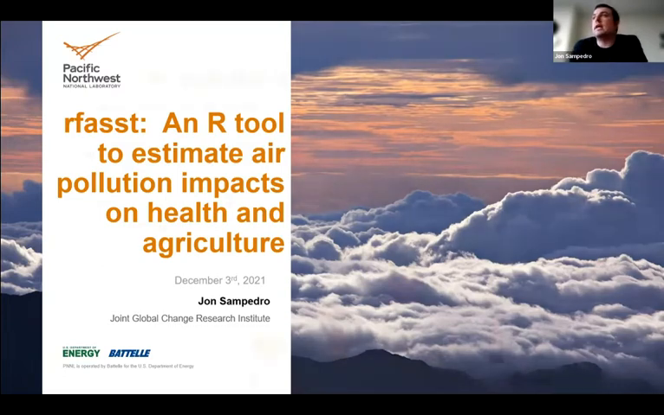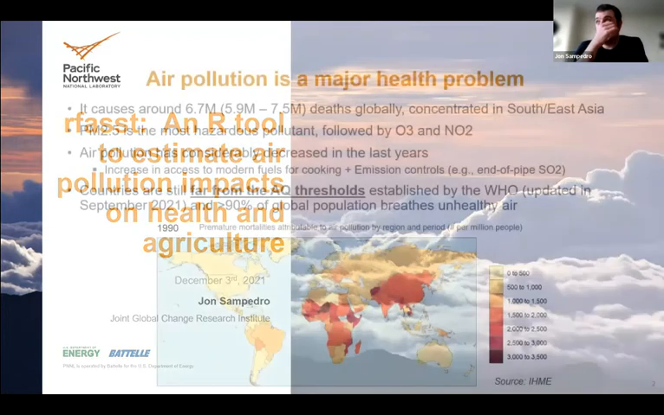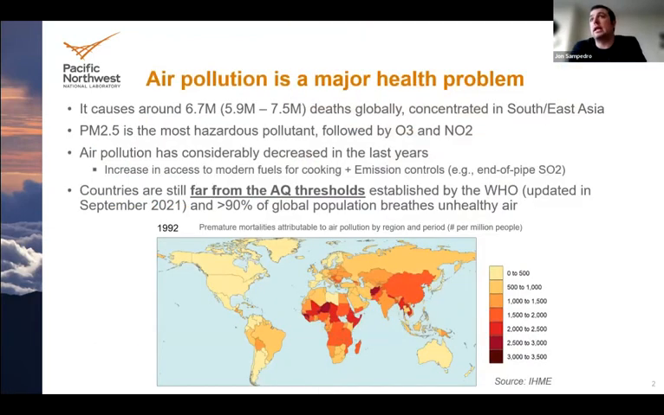So the motivation for developing this tool is that we know that air pollution is a major health problem, right? And now it causes around 7 million deaths globally, very concentrated in South and East Asia, but also in many parts of the world. And most of these deaths are attributable to exposure to fine particulate matter, PM2.5, but there are also other pollutants that are creating these premature deaths, like tropospheric ozone or NO2, right?